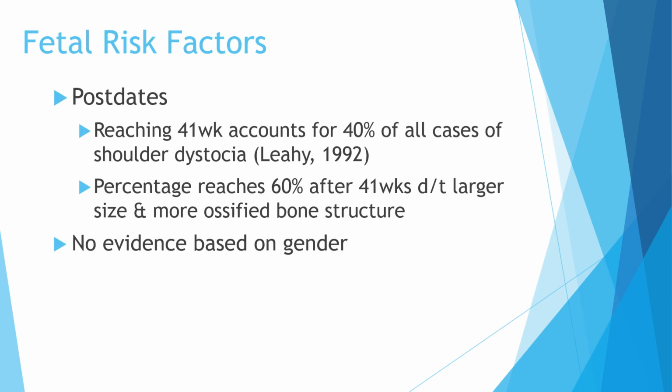Fetal risk factors: a baby that's post-dates, overdue, tends to be a little bit larger, so that's part of those risk factors for shoulder dystocia. They've also found that there's more calcification of the bones, so they're not as pliable and able to bend as well. The older the baby is, the firmer the bone structure is, especially in the shoulder and the clavicles, to be able to maneuver through the pelvis. There's no evidence that a boy baby versus a girl baby has a higher chance of a shoulder dystocia.